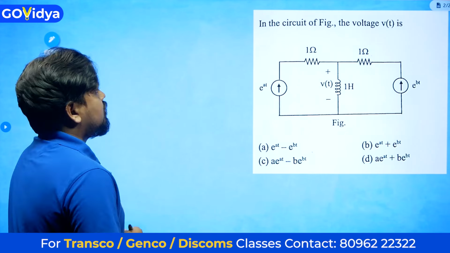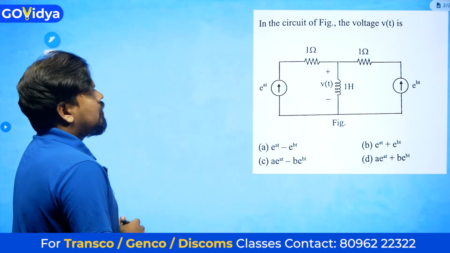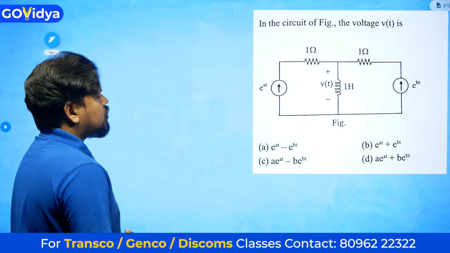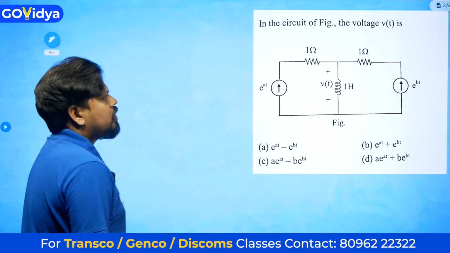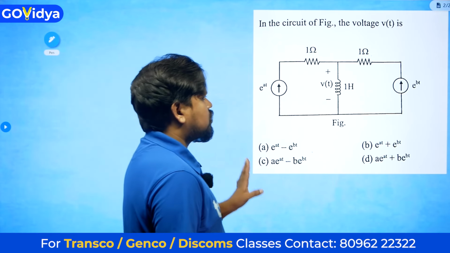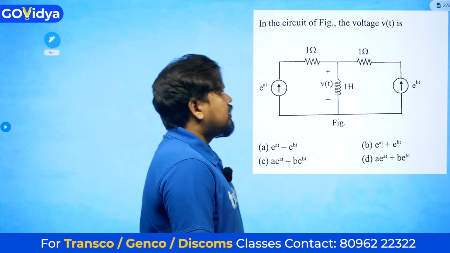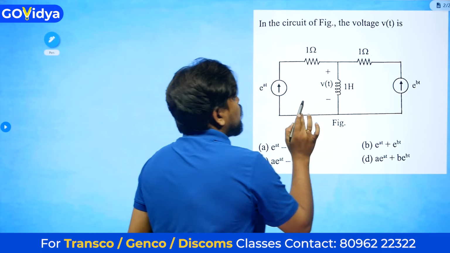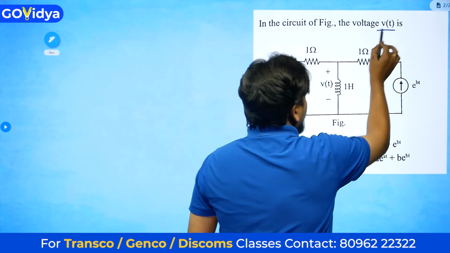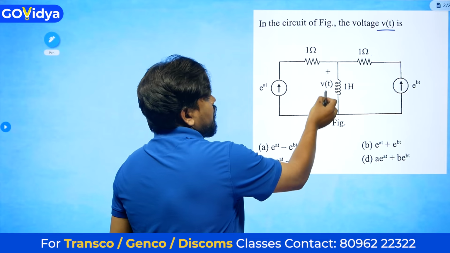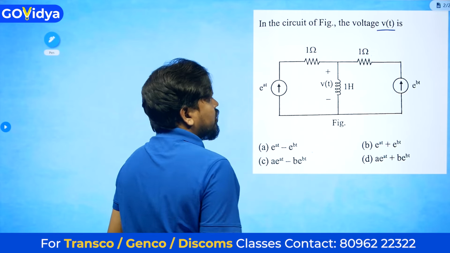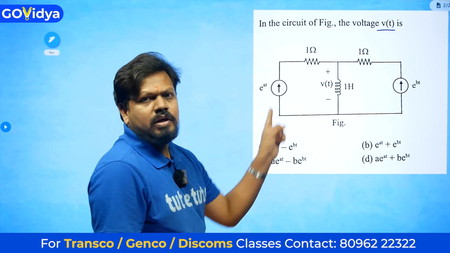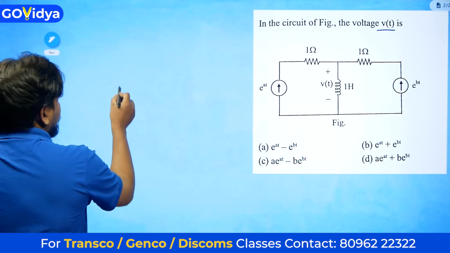The question given is, in the circuit of the figure, the voltage V of t is, okay, so they are asking V of t. The circuit they have given has one current source here and another current source here. Whenever you see the question, see what they are asking: the voltage V of t. Where is V of t? It is across the inductor. So in the inductor we need the voltage.